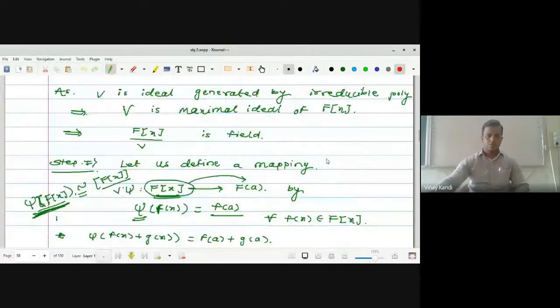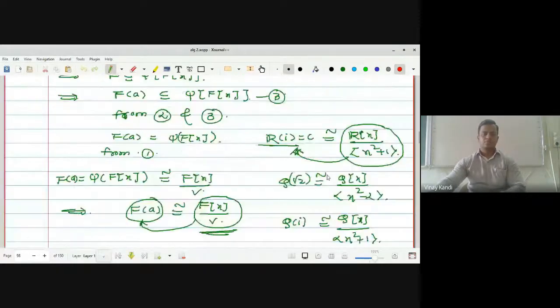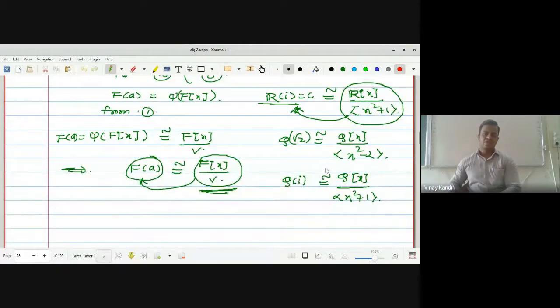In the last lecture, we saw the theorem: let K be an extension of the field F and a belonging to K be algebraic over F. Then we proved that F(a) is isomorphic to F[x]/V, where V is the ideal of F[x] generated by the minimal polynomial for a. For the example, look here.